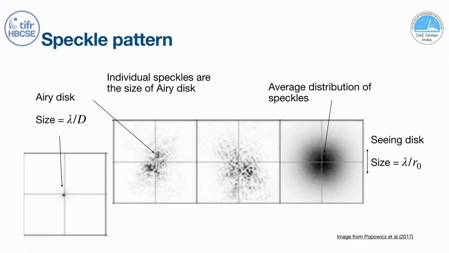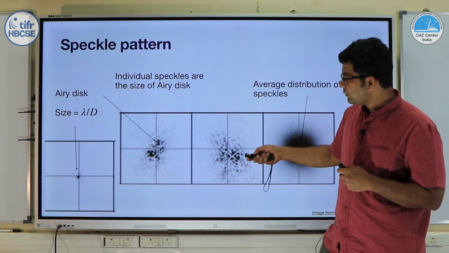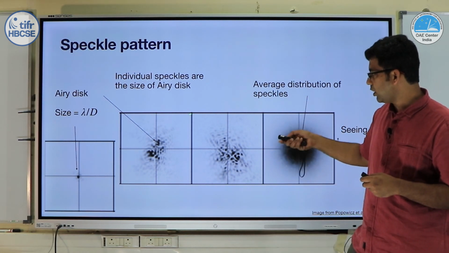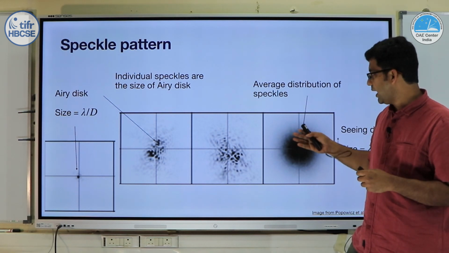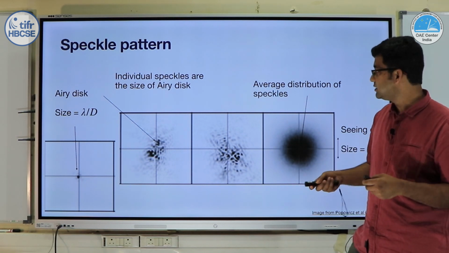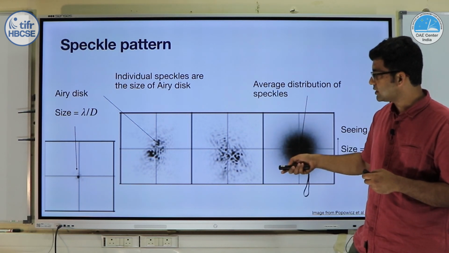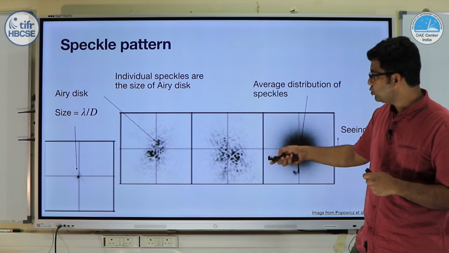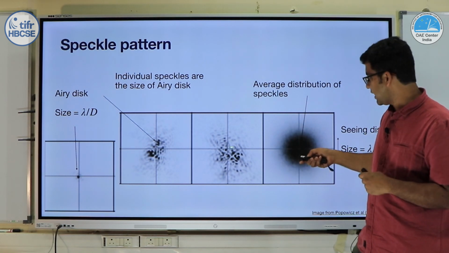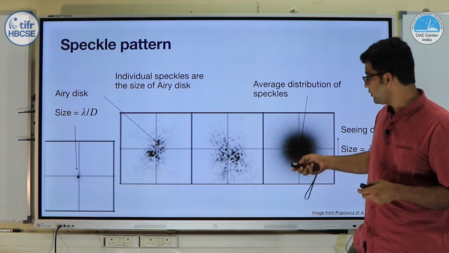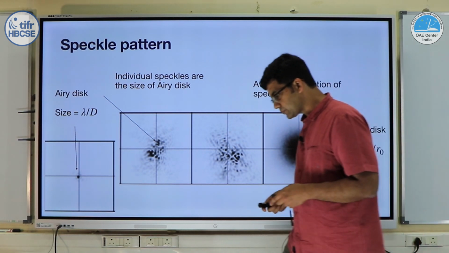Now, if you have the atmosphere, these are some images taken from Popovich et al. You get a lot of patterns you can see here. These are called speckles. These are different snapshots of the star taken through the atmosphere at slightly different times. You can see small bright spots. These are the speckles, and the individual speckles are the size of the Airy disk. So, this is limited by the diameter of your telescope, but you have a huge spread of these speckles, and this spread is decided by the Fried parameter. The smaller the Fried parameter, the larger the spread of the speckles.